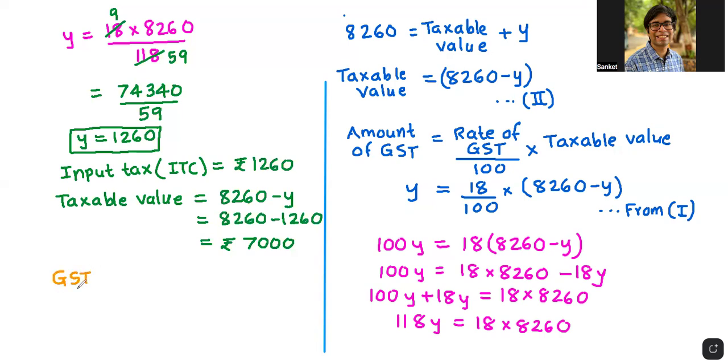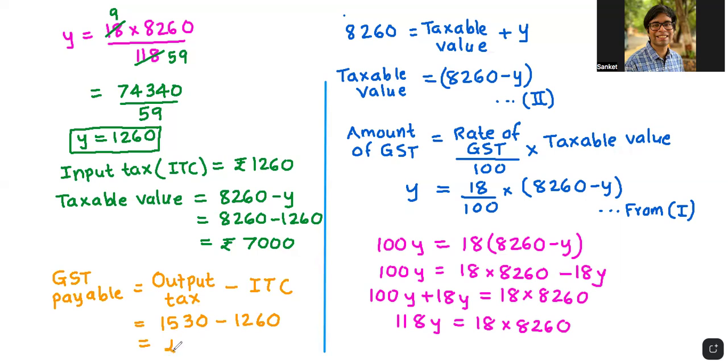Now I need to find my GST payable so that I can find CGST and SGST also. So GST payable is equal to output tax minus ITC. I found my output tax earlier as 1530, and I just now found my input tax as 1260. So I get the GST payable as rupees 270.